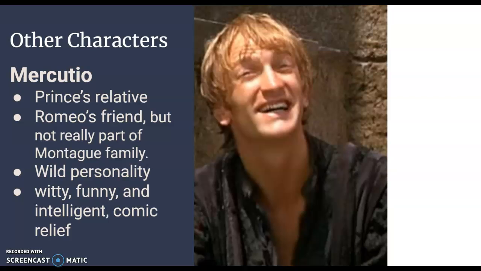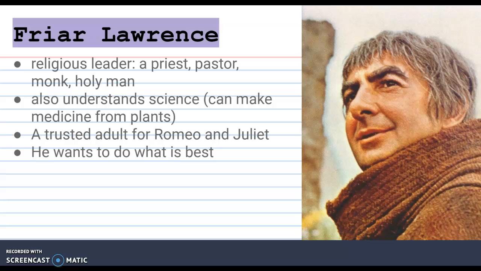And then we got Mercutio. This is the prince's relative, Romeo's friend, but not really part of either family. He's kind of the wild personality, witty and funny, an intelligent comic relief character. Everybody loves Mercutio. And we have Friar Lawrence. Sorry, I'm going through these really fast, but I've only got a couple more minutes. He's a religious leader, a priest, a pastor. He's a holy man. He also understands science, and he's the trusted adult for both Romeo and Juliet and their family.